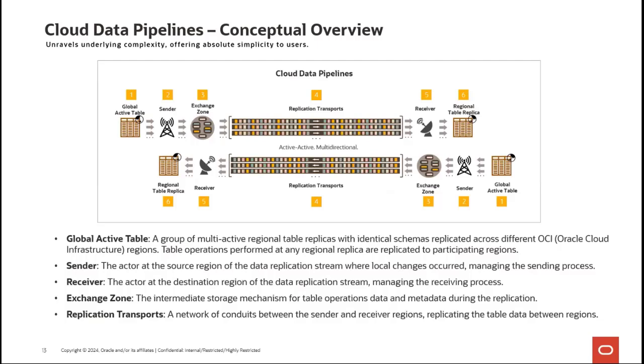Eventually those changes will flow through this transport and get to the other side, to what we call the regional table replica. This example is just showing a region 1 and a region 2. If there were multiple regions connected to this table, then region 1 would have a pipeline to region 2, and region 1 would have a pipeline to region 3. So there would be multiple pipelines that get set up underneath the covers.